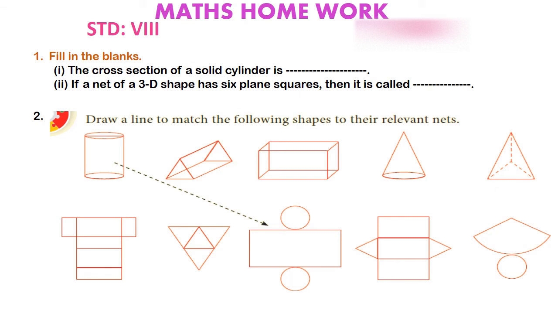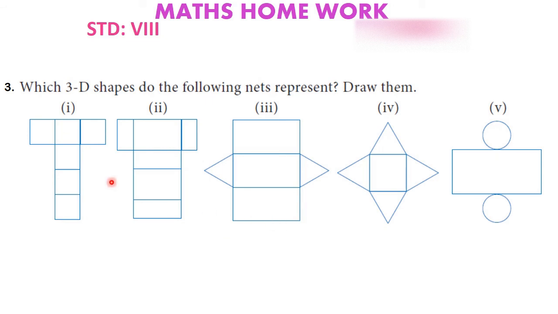Here I have given 4 sums as homework. The first one, fill in the blanks. Then the second one, draw a line to match the following shapes to the relevant nets. Okay, you have to match with relevant nets. Then the third sum, which 3D shapes do the following nets represent? Draw them.